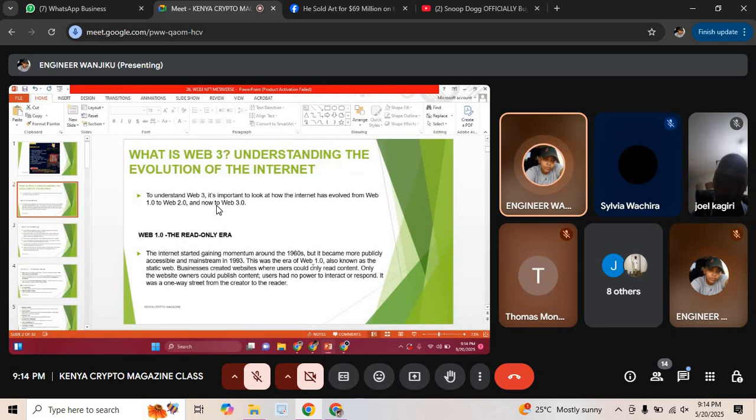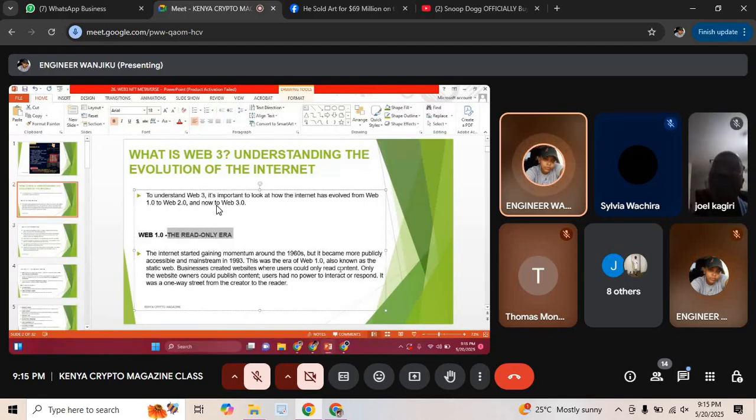So this was the era of Web 1, which is also known as the static web or the read-only era. Businesses created websites where users could only read the content. Only the website owners could publish content, but users, or rather the consumers, us as the consumers, had no power to interact or respond to it. So it was a one-way street from the creator to the reader.